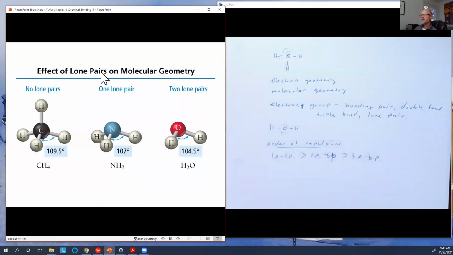We can see this effect of lone pairs on molecular geometry if we compare methane, ammonia, and water, right? And we measure the bond angles. We can see that when there's no lone pairs, we get the idealized bond angle of 109.5 degrees. For ammonia, which has 1 lone pair right here, we get the bond angle squished down a little bit to 107. And then for water with 2 lone pairs, it gets squished down even more to 104.5.